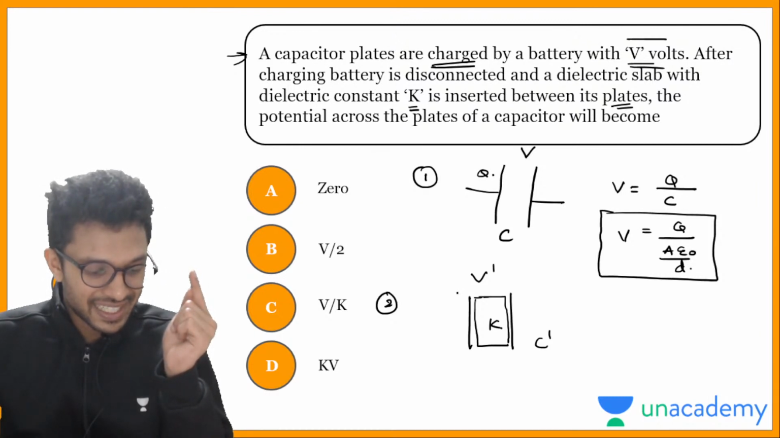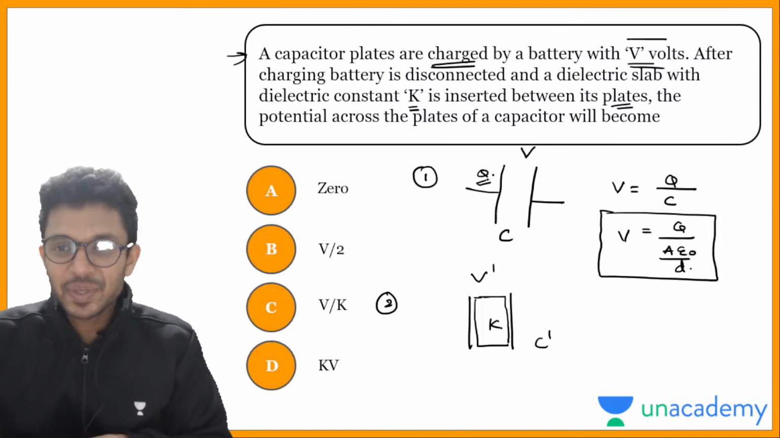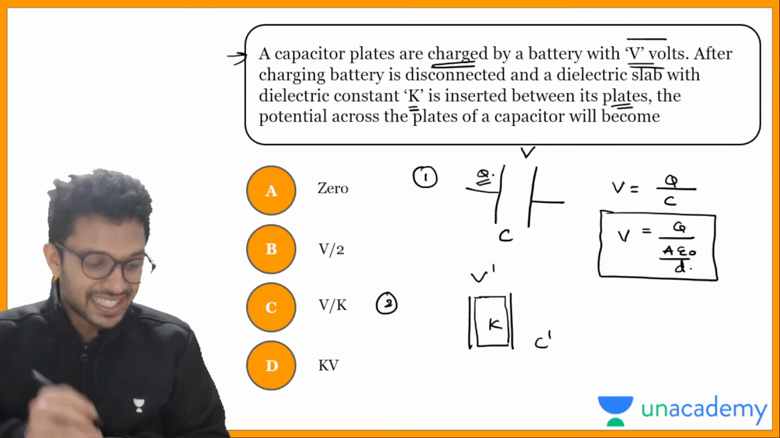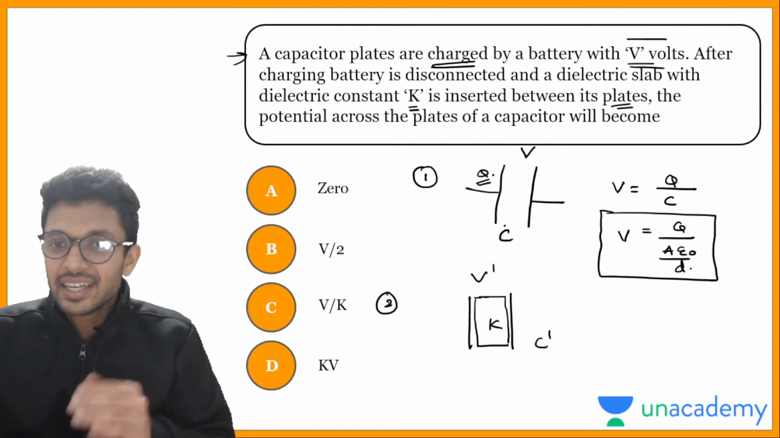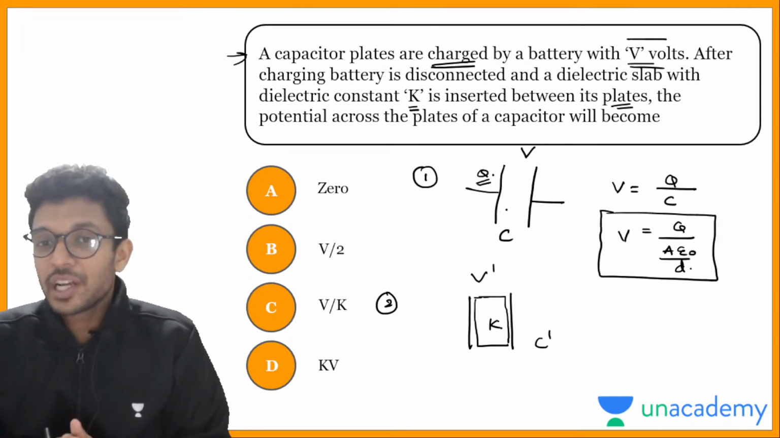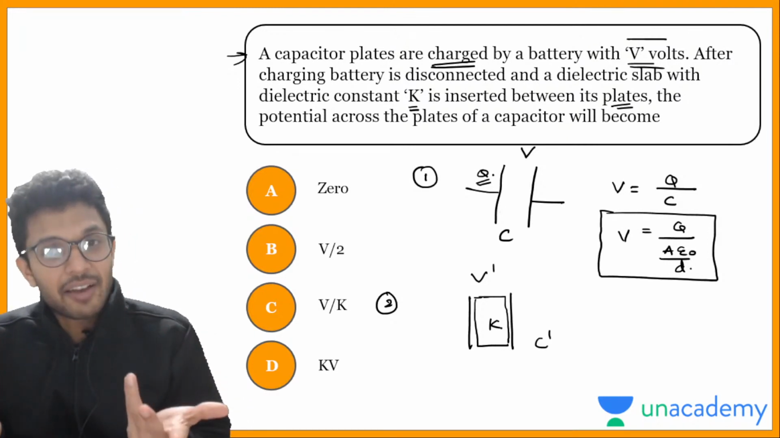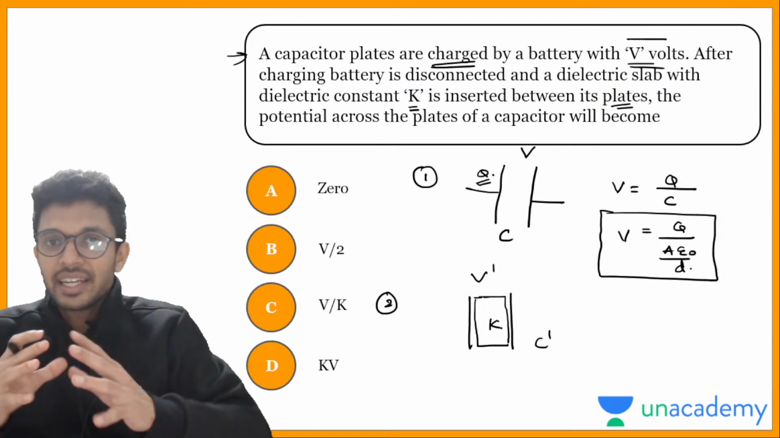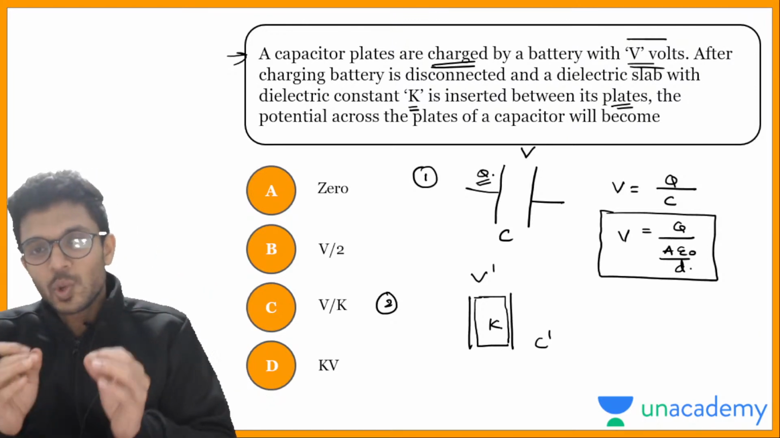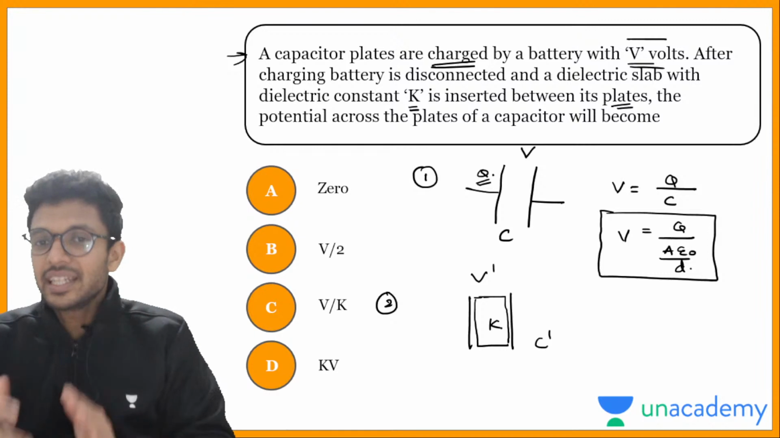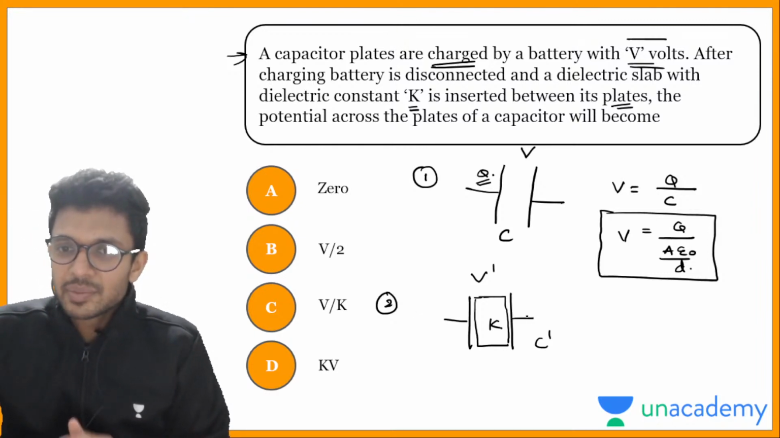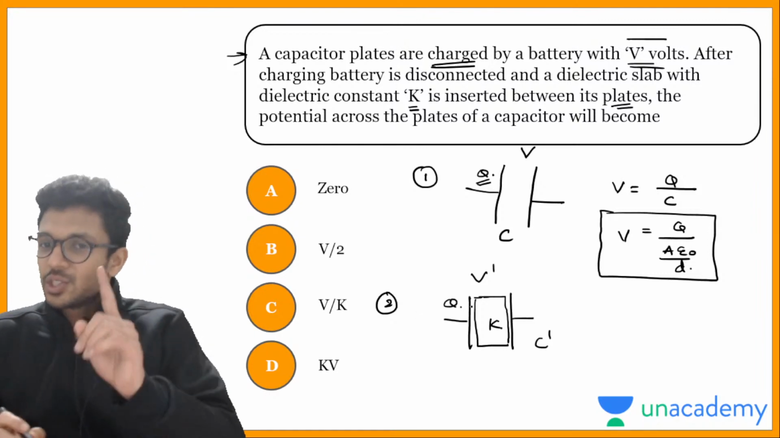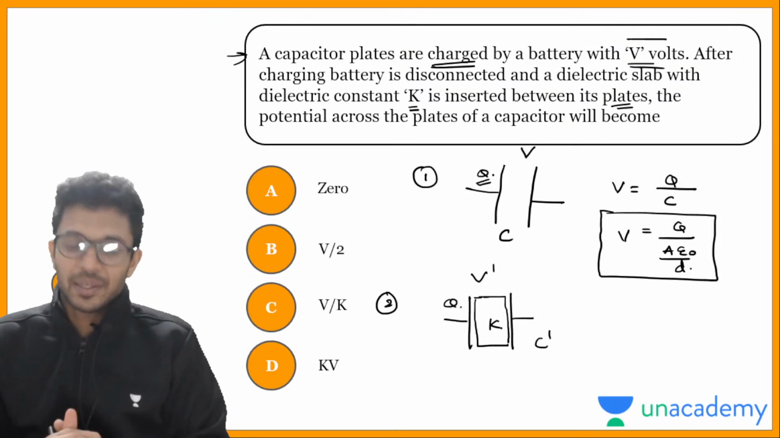Anyone? It is the charge, mera bachcha log. It is the charge. Why? Because the battery is being removed from the capacitor. So the charge has no place to go anywhere. It is completely isolated. So whatever was the charge on the capacitor plate initially, it will be there itself because it has no other place to go. So the charge Q is going to remain the same.